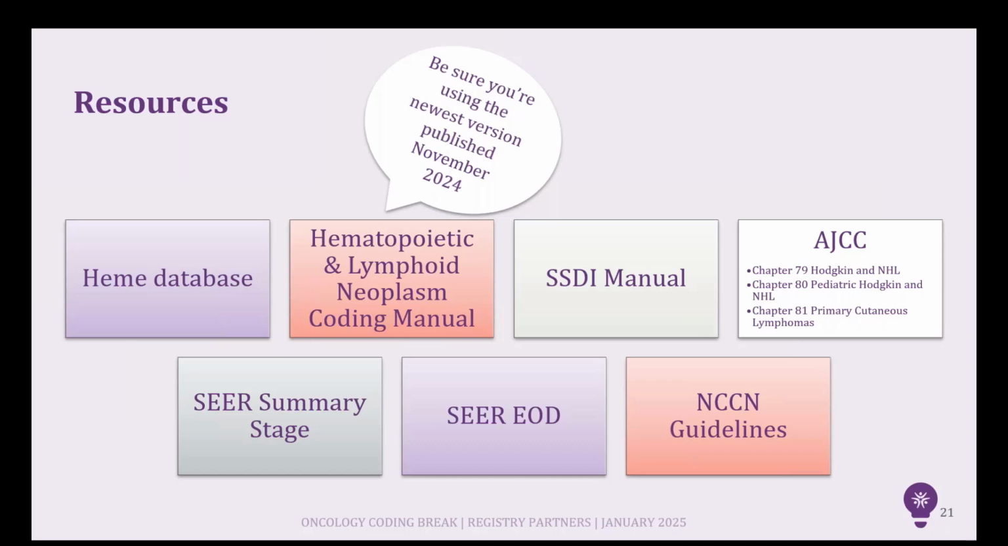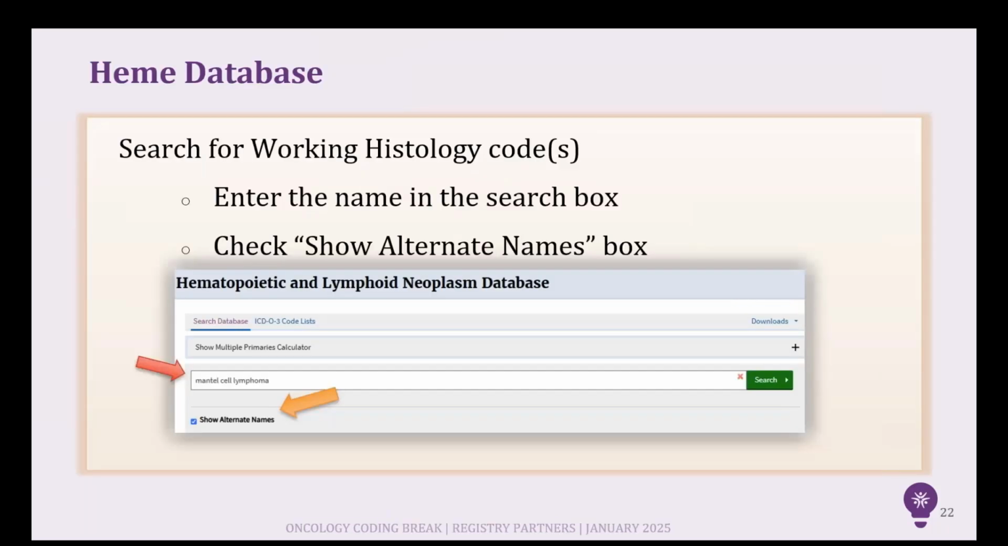Okay, so let's start with the heme database. To find the correct histology code, we're going to enter the name of the lymphoma or histology in the search box. Be sure that you check the Show Alternate Names box, which will display any other names or synonyms that might be used.